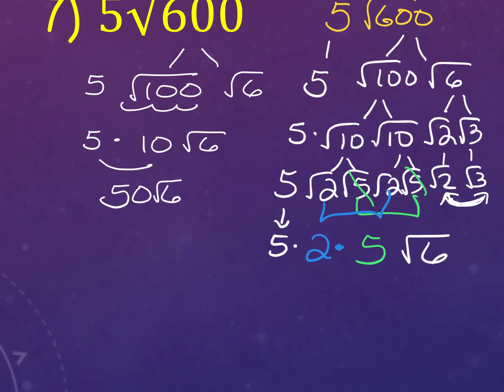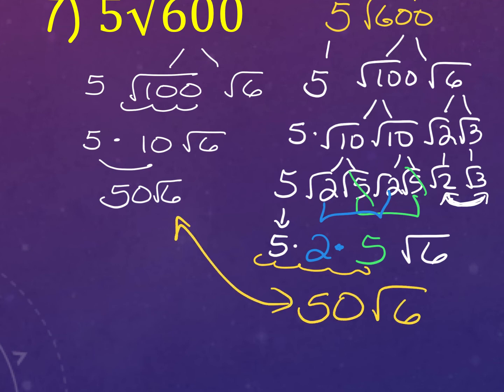Now I'll go back through and multiply everything that came out. So 5 times 5, 25 times 2, or 5 times 2 is 10, times 5 is 50. So 50 radical 6. Same thing I got when I recognized that the 100 was the perfect square, and I made it the 10, and then I recognized that 6 I knew only had a 2 and a 3 in it, and I couldn't break it down.